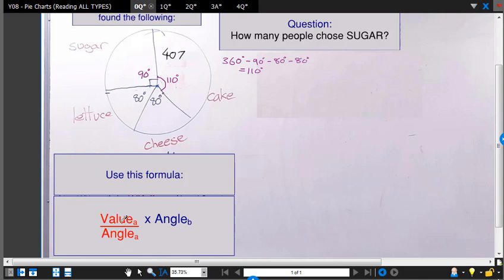So for this formula, okay, so you're asked how many people chose sugar, okay? So we know how many people chose cake, and we know the angle for everything.